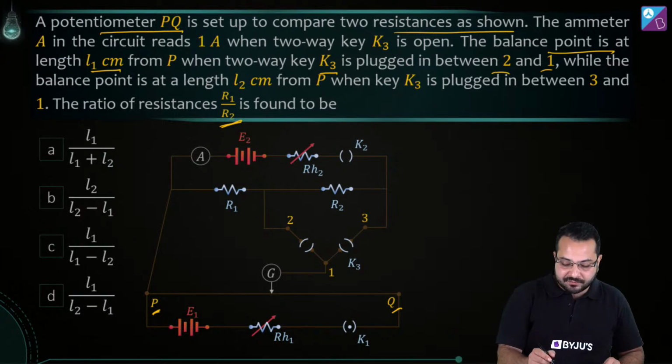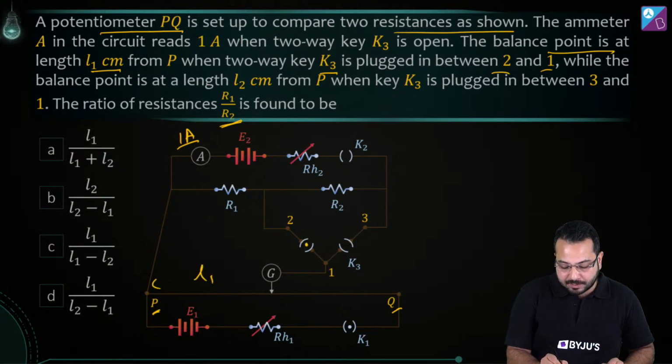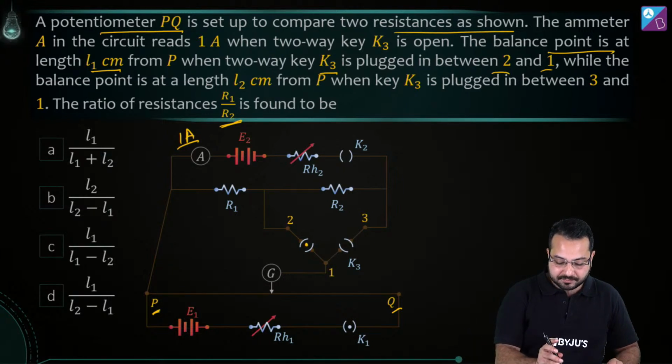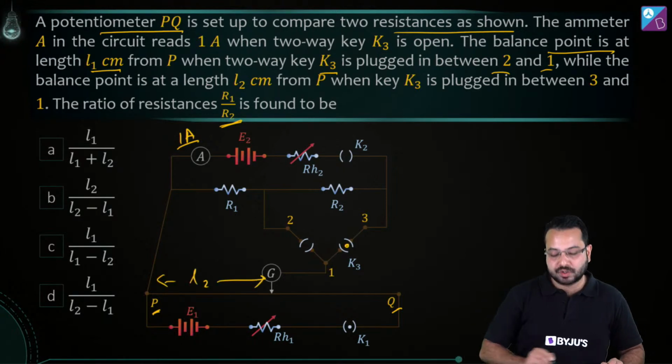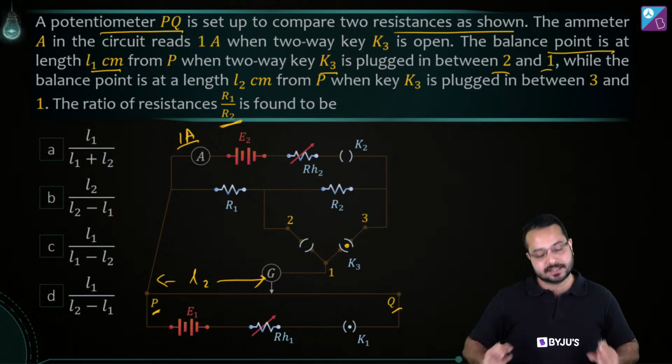So one thing given to us is that this ammeter reads 1 ampere. In the external circuit, this ammeter reads 1 ampere. Now when 1 and 2 is connected, then the null point is found at L1 distance, and when the key between 1 and 3 is connected, then the balance is found at L2 distance. Okay, the null point is found at that distance. Is the question clear?